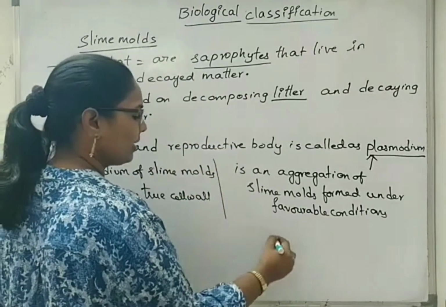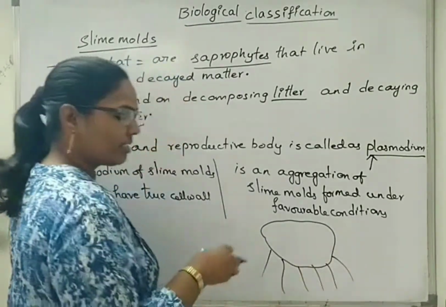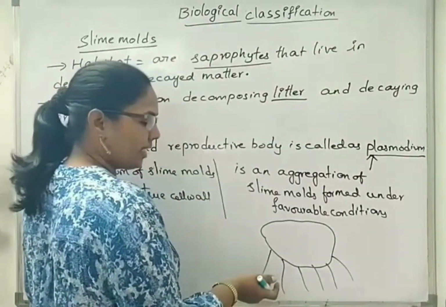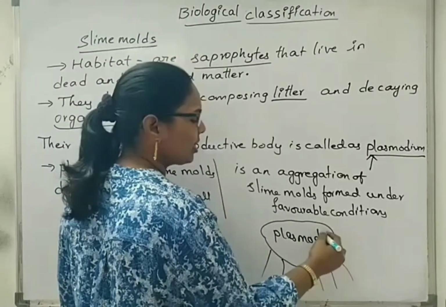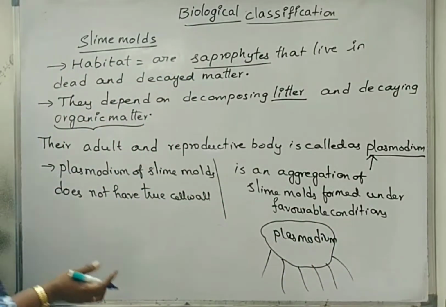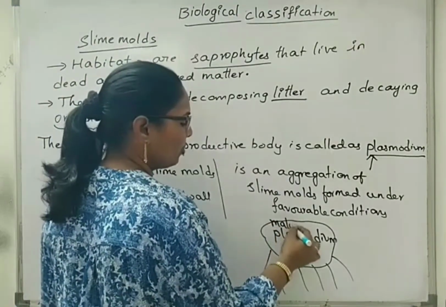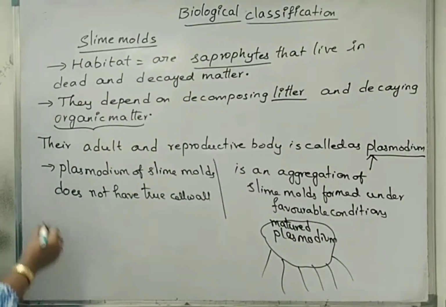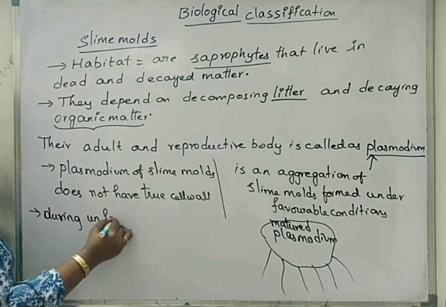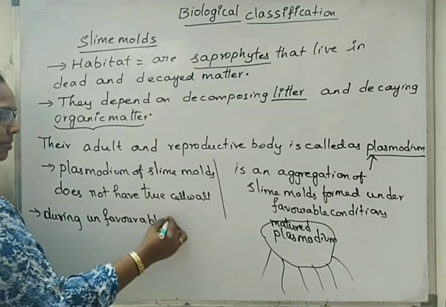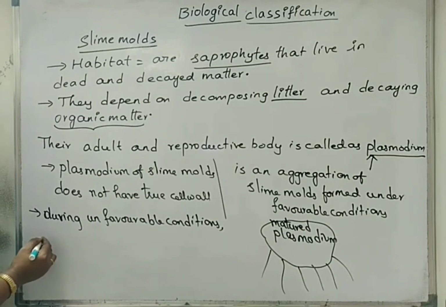Roughly, we can give a diagrammatic representation like this. These will be the root-like structures which are fixed into the litter. We can say these are a type of hyphae endings. Now this will be the plasmodium. It will not have any specific shape. It will be zigzag in manner. It will move towards the direction where food material is available. We can also call this a matured plasmodium. During unfavorable conditions, this plasmodium differentiates and forms fruiting bodies.